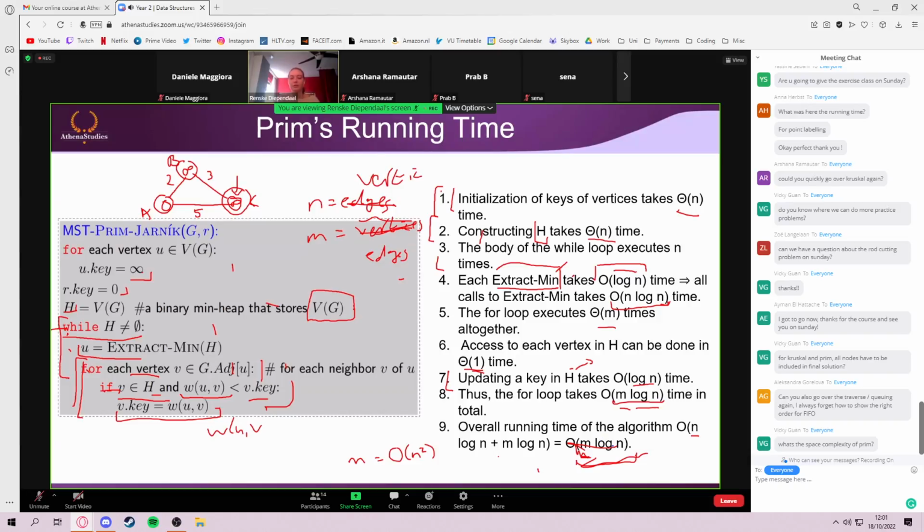So the overall running time is going to be n log n plus m log n. And I think we sort of assume that this one is smaller, and that's why we ignore the part over here. So that's the running time of Prim. And what's the space complexity of Prim?